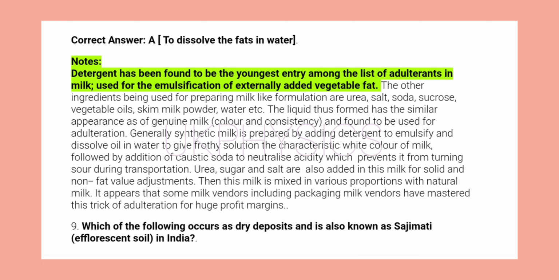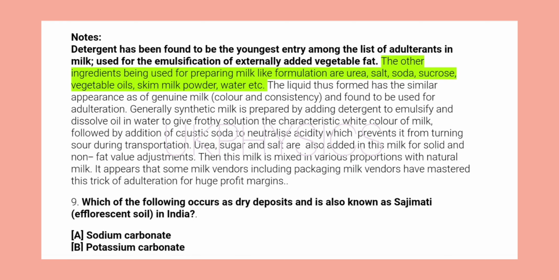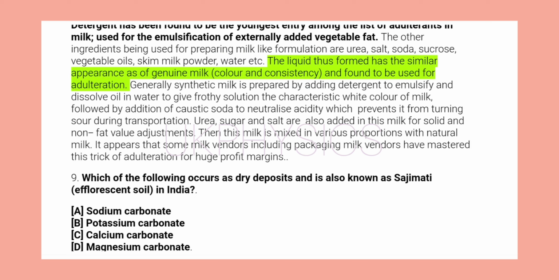Notes: detergent has been found to be the youngest entry among the list of adulterants in milk, used for the emulsification of externally added vegetable fat. The other ingredients being used for preparing milk-like formulation are urea, salt, soda, sucrose, vegetable oils, skim milk powder, water etc. The liquid thus formed has the similar appearance as of genuine milk, color and consistency, and found to be used for adulteration.